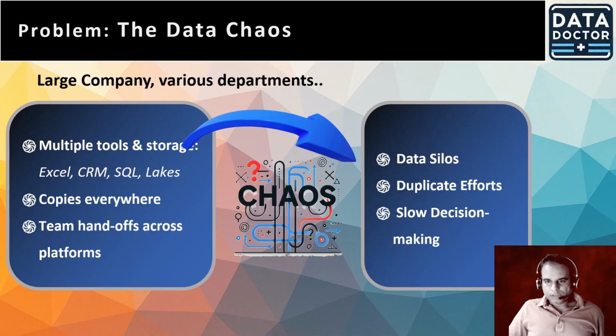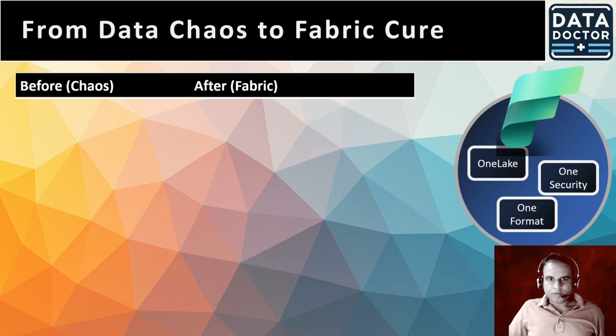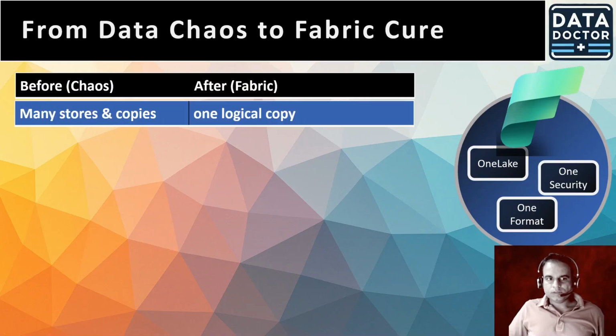And to solve the situation, here comes Fabric. Let's see how Fabric helps to solve the situation. If you see here in this table, we are going to see what the chaotic situation is and how Fabric is helping in this. So we discussed the many stores and copies because of the various departments. And in Fabric, we do not have many stores and copies. We have only one logical copy lying.